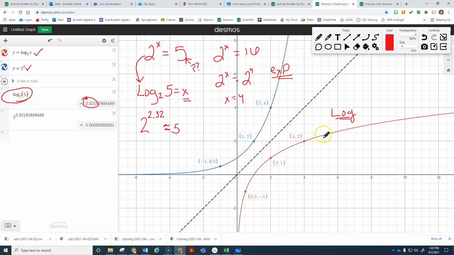You're also going to learn about the graphs of logs. We're going to talk about domain and range, and we're going to talk about end behavior, and we're going to talk about asymptotes, and we're going to talk about transformations of logs and what they look like. And so all of that is yet to come.